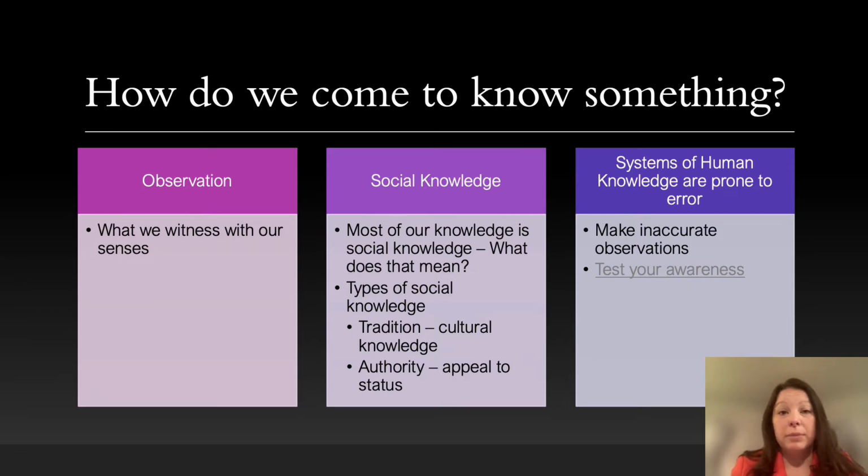The first is through our own observation. So we trust what we see, what we hear, what we feel. We use our senses to observe the world around us. But most of our knowledge is actually social knowledge. So we learn from the stories and experiences of others. Our traditions provide endless amounts of cultural knowledge. And also, we listen to authority figures, so the dentist who tells us we need to brush twice a day. Unfortunately, both our own observations and the observations of others are prone to errors, and understanding these errors is critical to the research process.